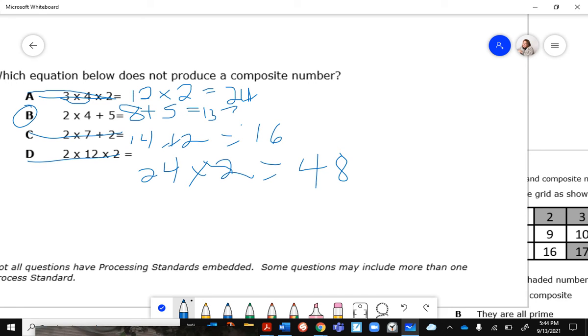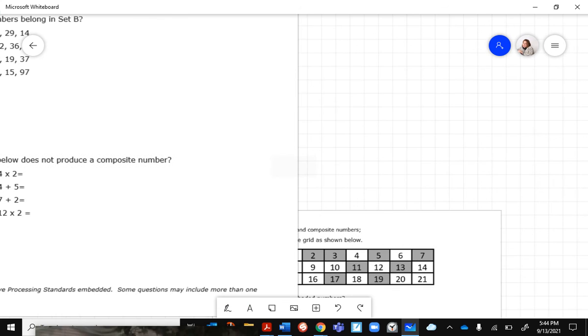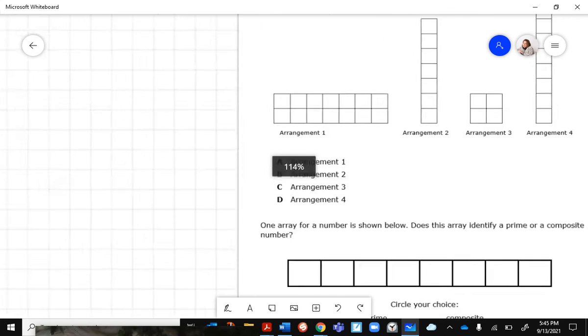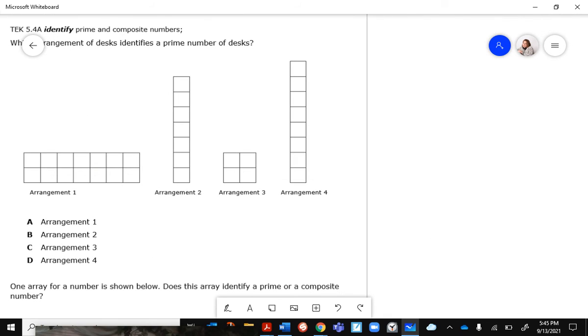Okay, so I'm going to reduce this back. Let me go ahead and erase that part, and bring in the next one. All right, this one here asks which arrangement of desks identifies a prime number of desks.